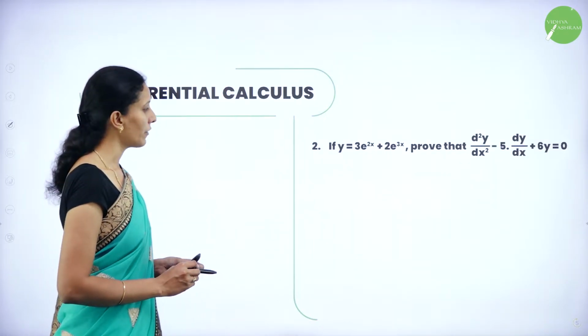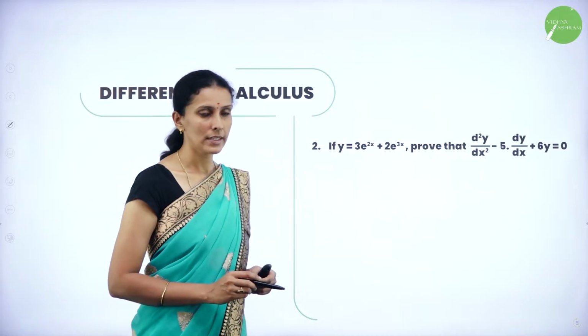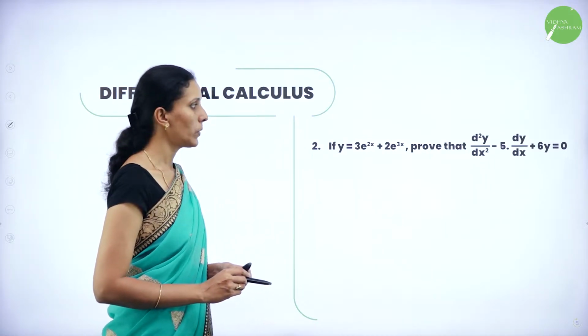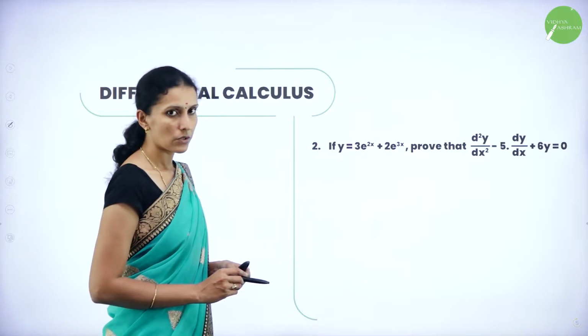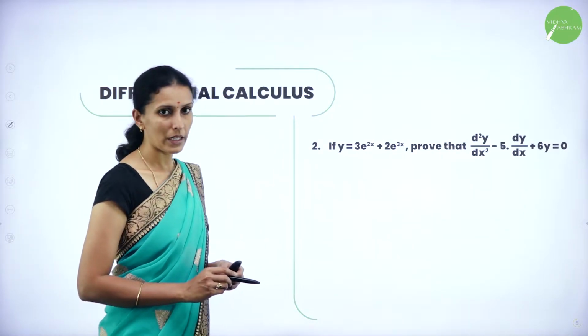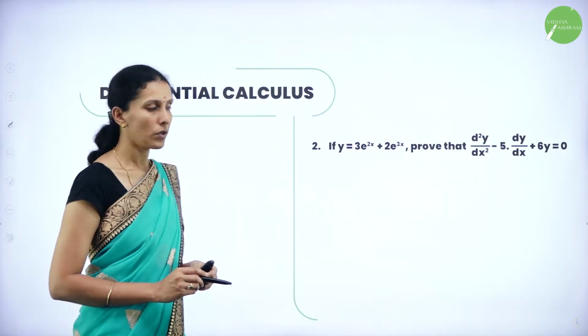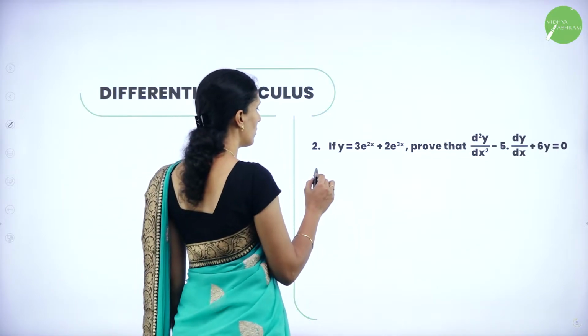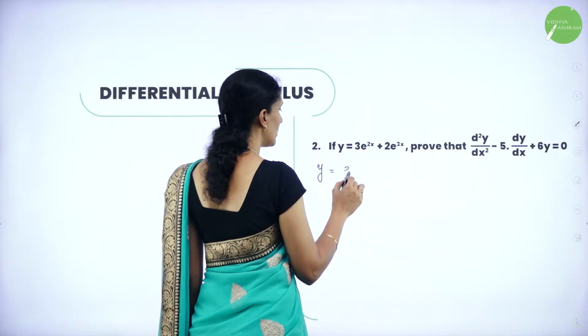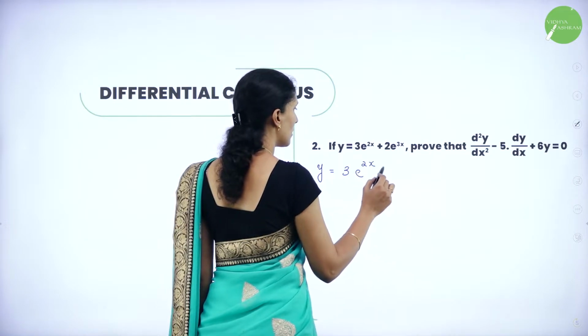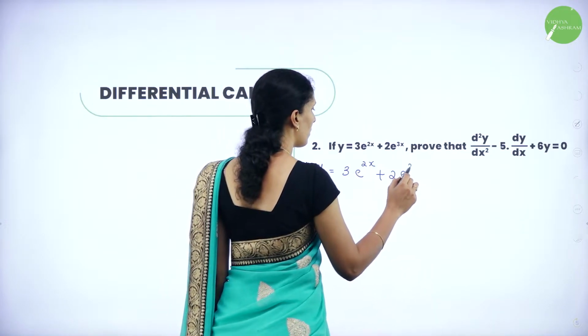Next we have, if y is equal to 3 e power 2x plus 2 e power 3x, prove that d square y by dx square minus 5 into dy by dx plus 6y is equal to 0. Now let us take it now. So y is equal to 3 e power 2x plus 2 e power 3x.